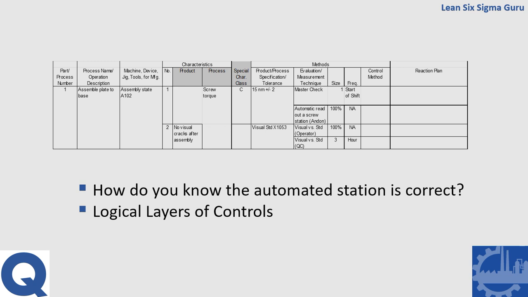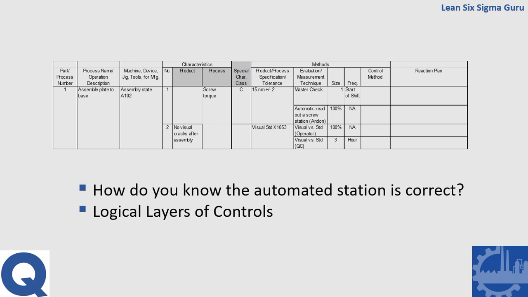So a master's check at the start of the shift, and then we can have the automatic reading 100% for checking for cracks after the assembly. We have an established visual standard. We know what's good and what's bad. Okay, and the operators can check that 100%. But then we can also have quality people or someone else come along and check visual versus the standard, 3 pieces an hour, or do a control chart of some kind in order to layer that. A really important characteristic should be checked in a couple different places, in a couple different methods, in a couple different ways to make sure that we have redundancy in the system.